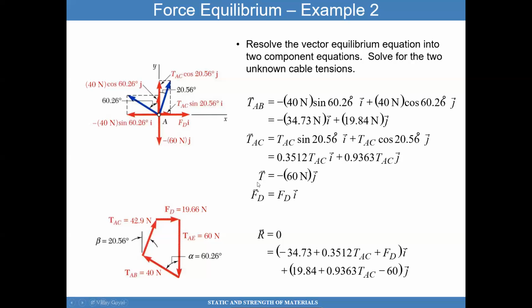And then finally I have FD, which is a drag in the I direction, the x-axis, and then T hat, which is minus 60 newtons, pointed downwards, so that's why I have a J hat there. And all I have to do is sum all the forces and set them equal to 0. So what I get now is all these components added up, and so I get this coefficient plus this coefficient times J hat. And so now each of these coefficients must be equal to 0.